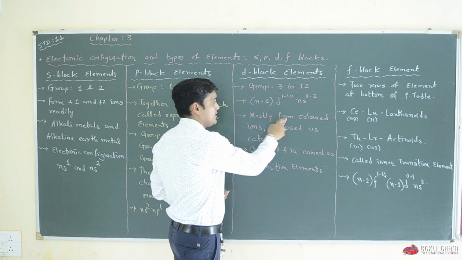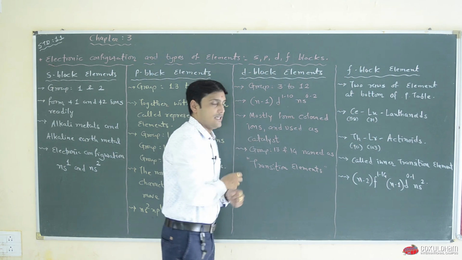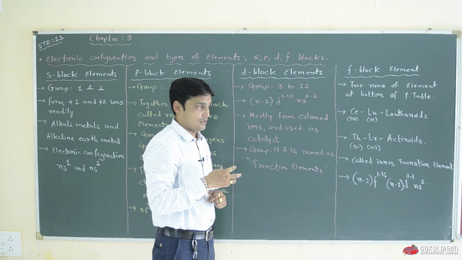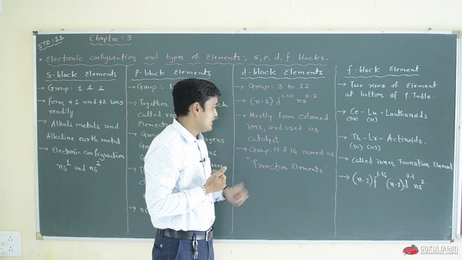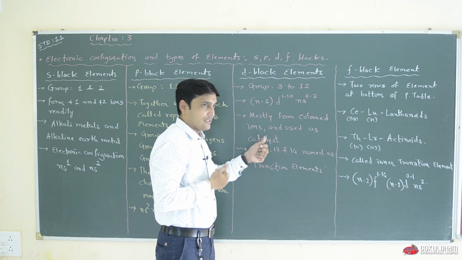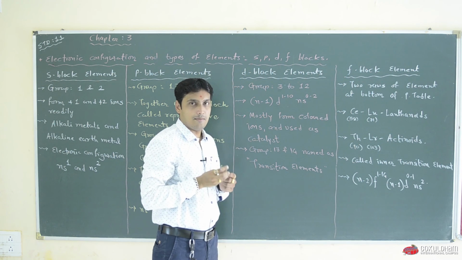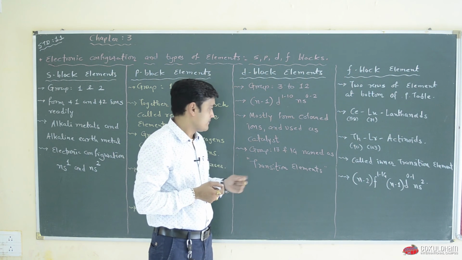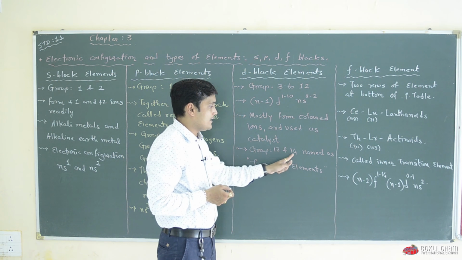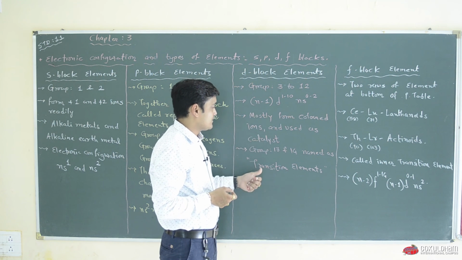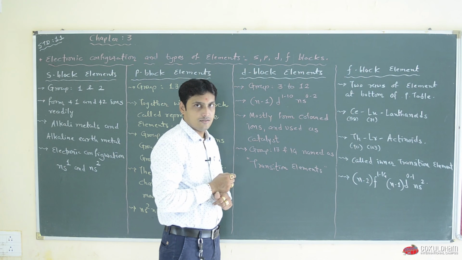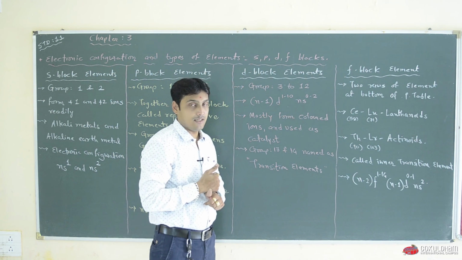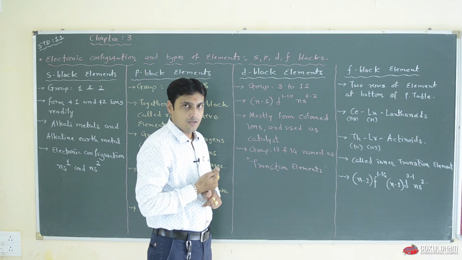These elements mostly form colored ions and are used as catalysts. Colored ion means they form colors when they donate electrons, and a catalyst is a chemically non-reactive material, but it increases the rate of a chemical reaction. Groups 3 to 12 are named transition elements, and after these are the inner transition elements, which come under the f block elements.